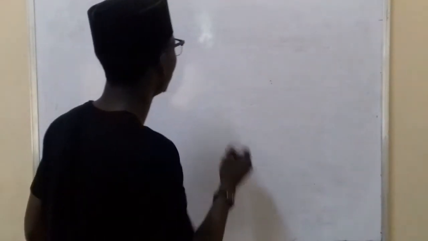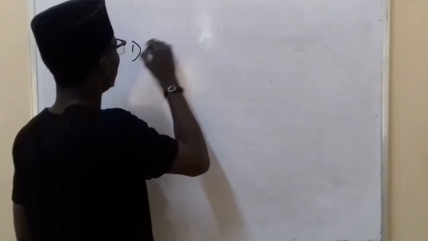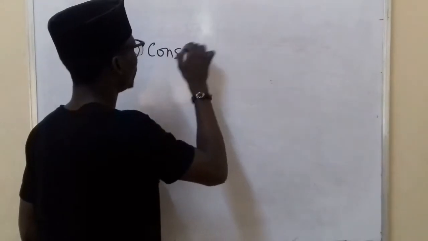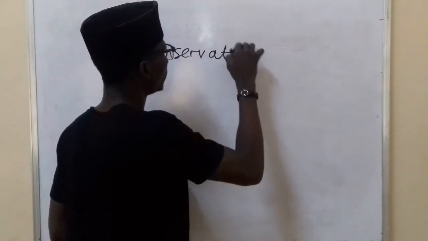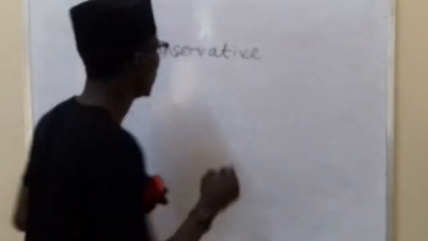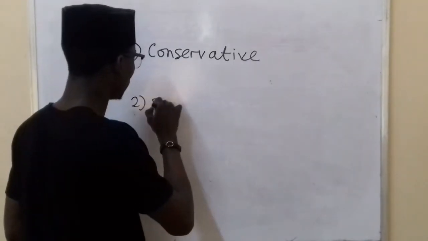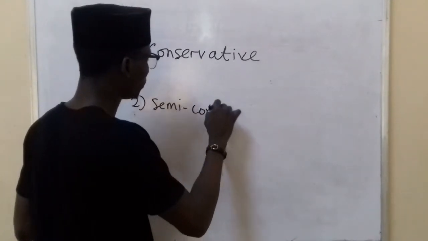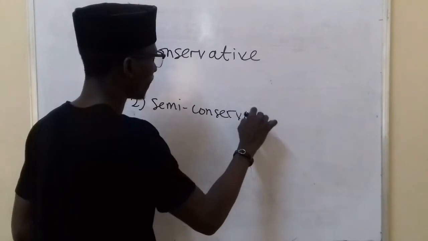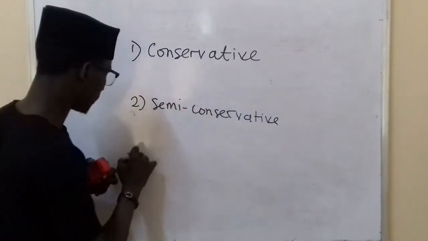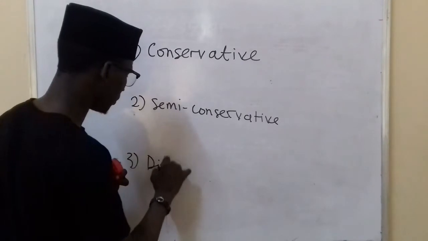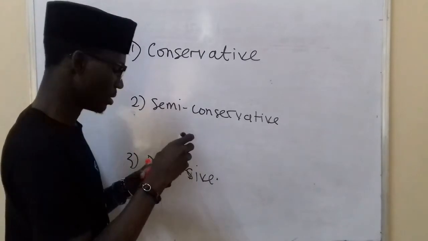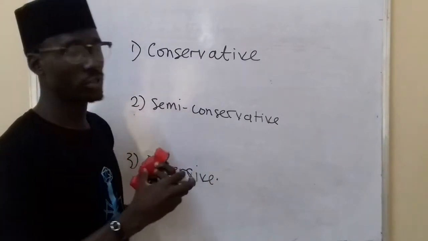The first model is the conservative model. The second model suggested was the semi-conservative model. Then the third, the dispersive model. So these were the three models of DNA replication that were suggested.